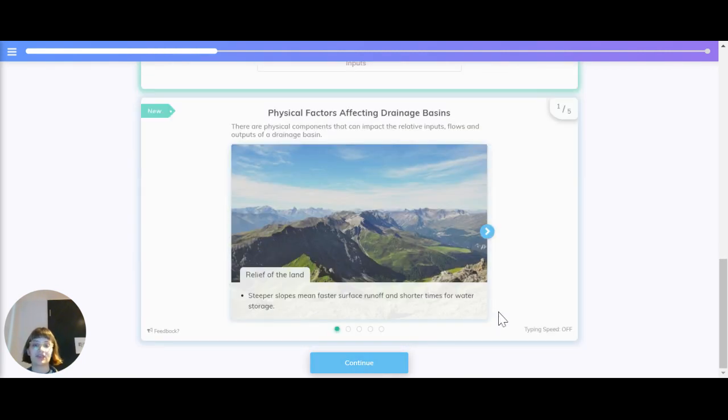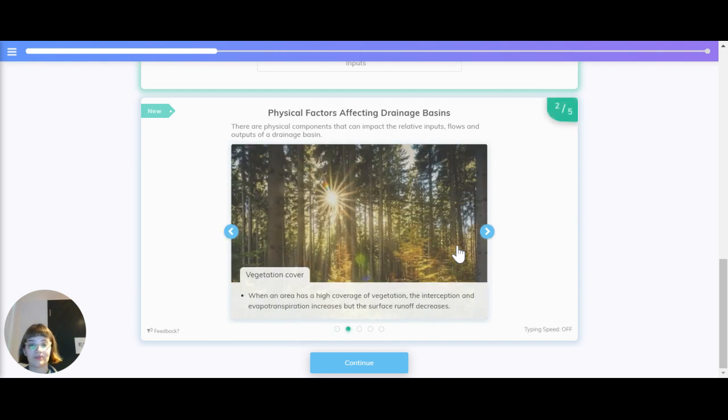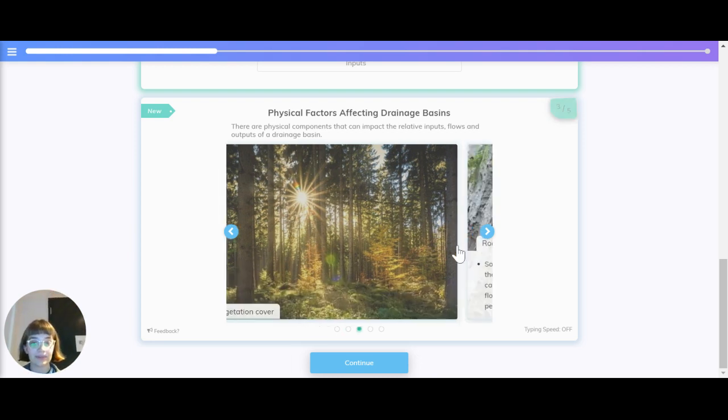Now let's have a look at the different physical factors affecting drainage basins. There are different physical components that can impact the relative inputs, flows, and outputs of a drainage basin. There's the relief of the land, so steeper slopes mean faster surface runoff and shorter times for water storage. Vegetation cover. When an area has high coverage vegetation, the interception and evapotranspiration increases, but the surface runoff decreases.